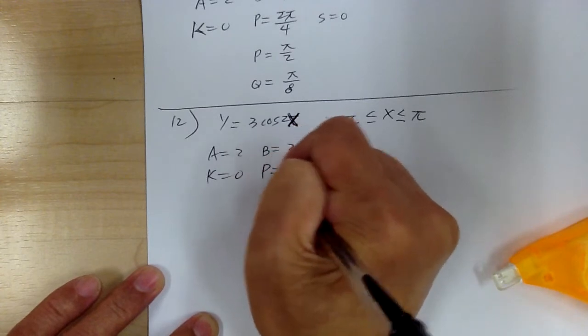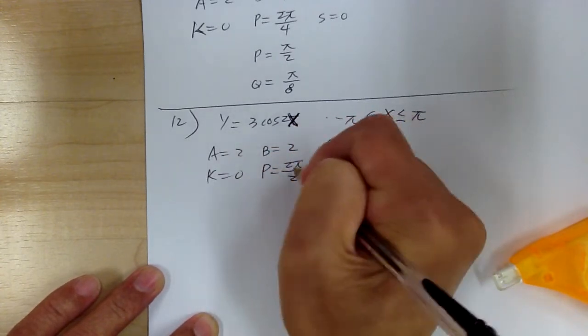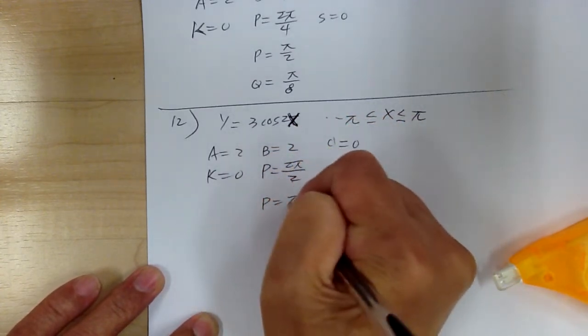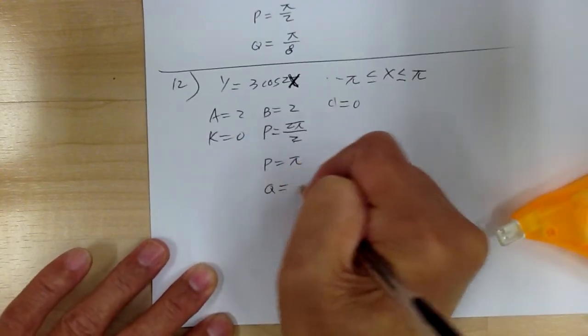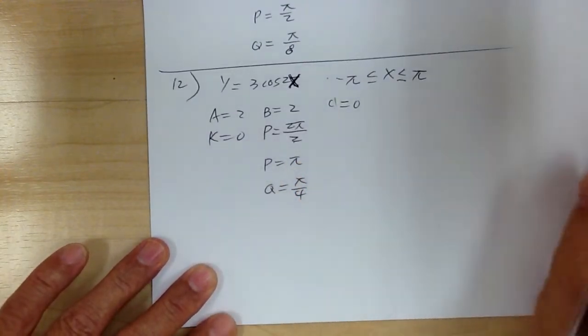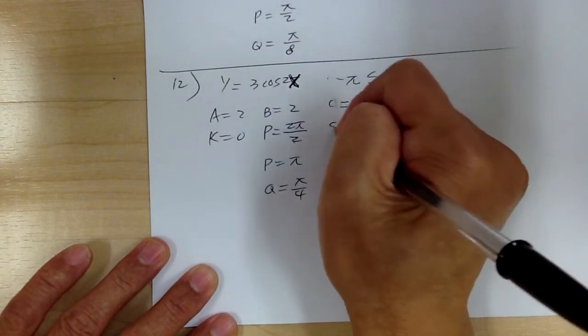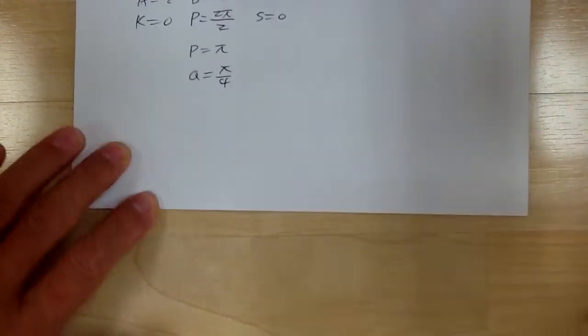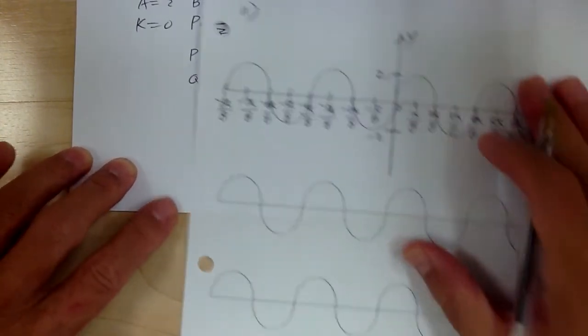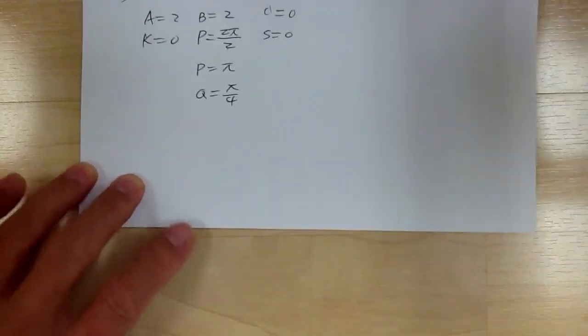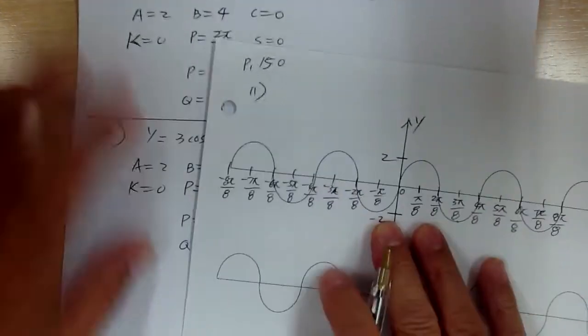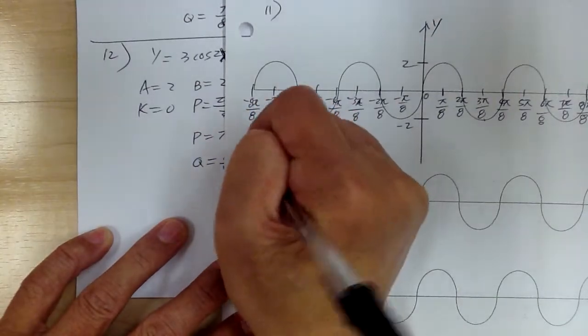Now period equal to 2 pi over b, so period equal to pi. So q is 1/4 of that, so it would be pi over 4. Now over here c equal to 0, so shift equal to 0. So now we got all the information, so let's go and do the graphing. Okay. So that's number 12.